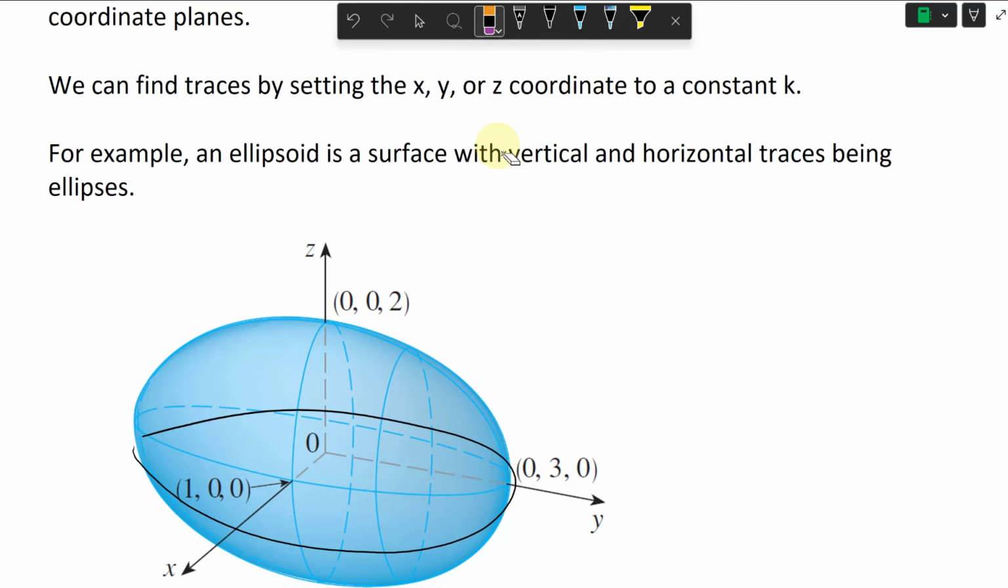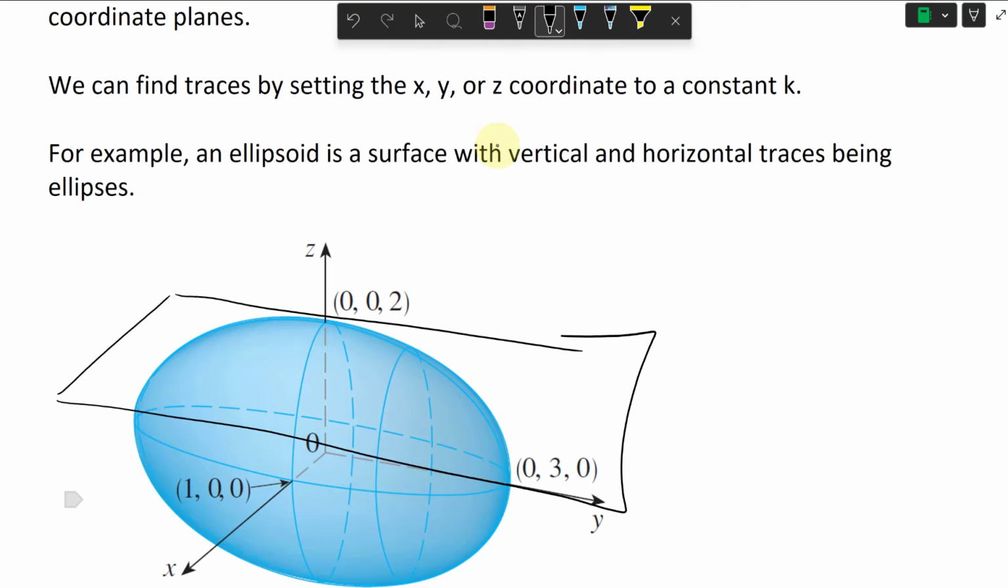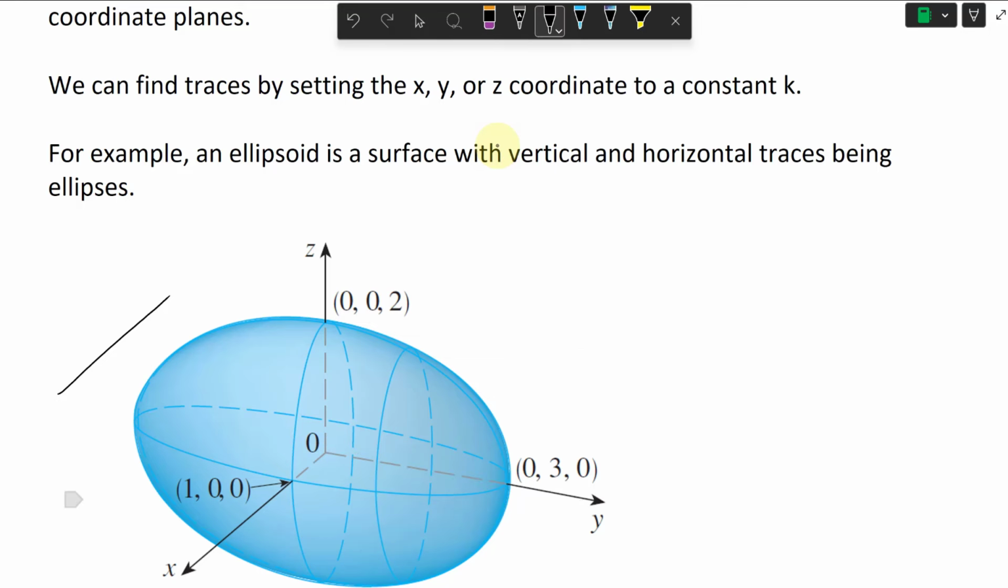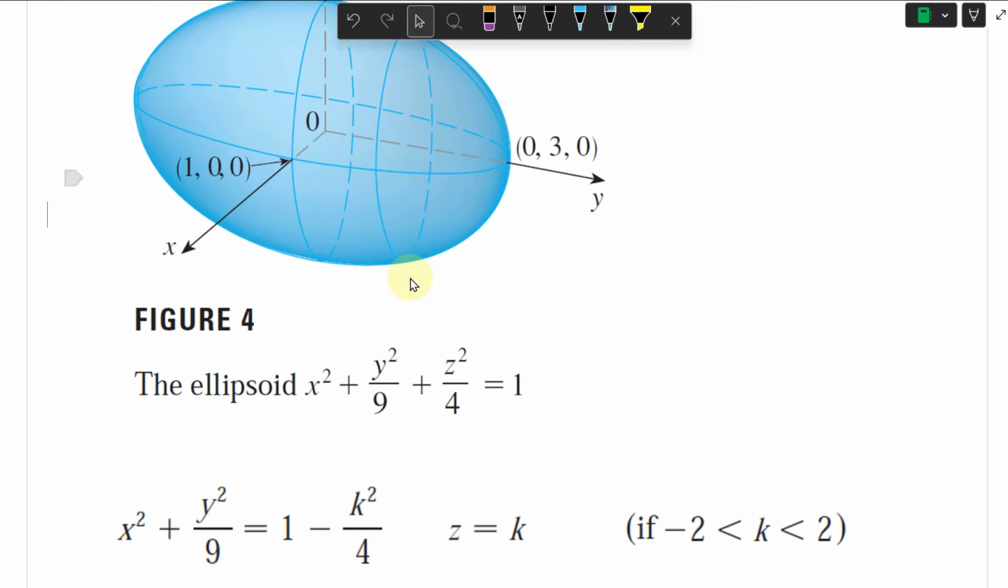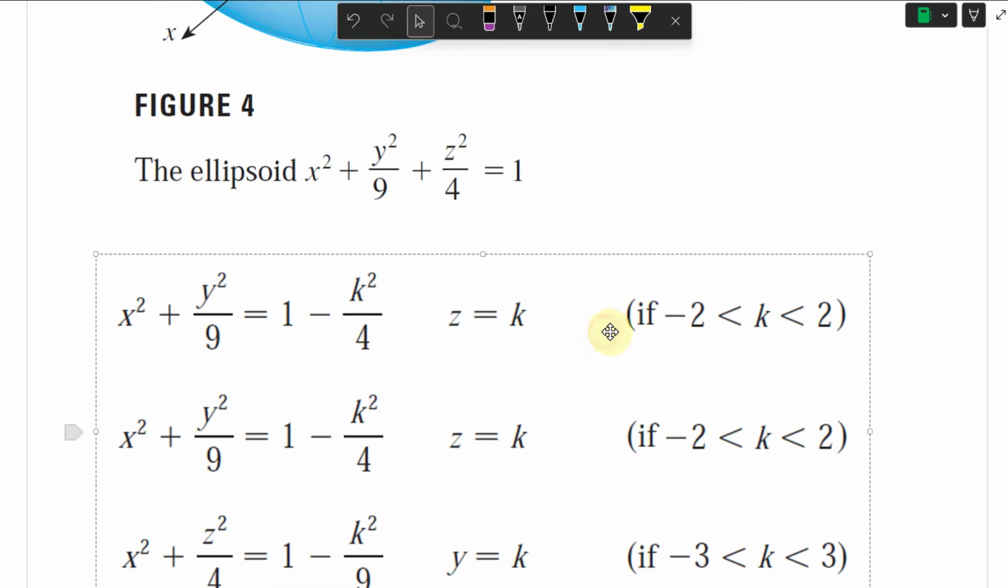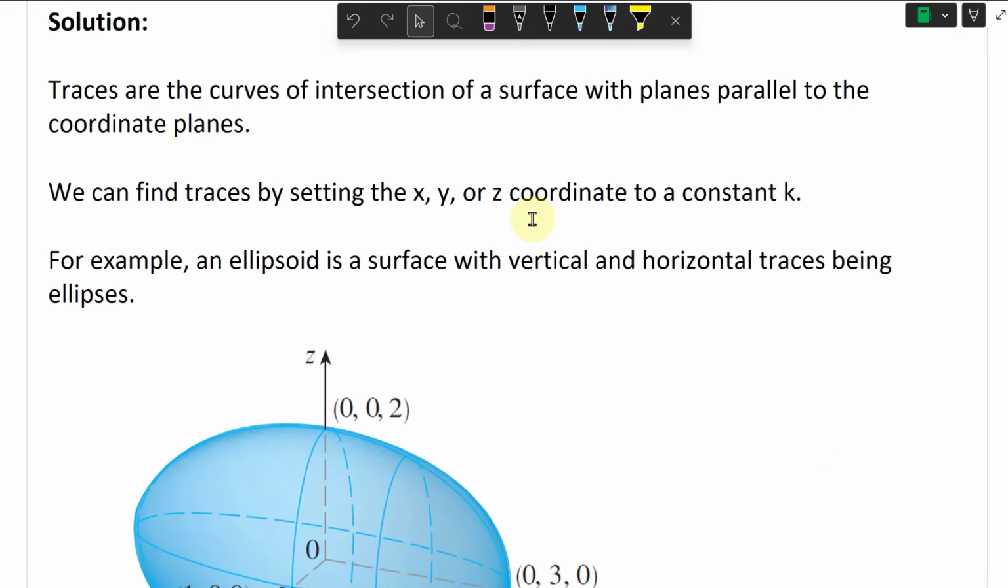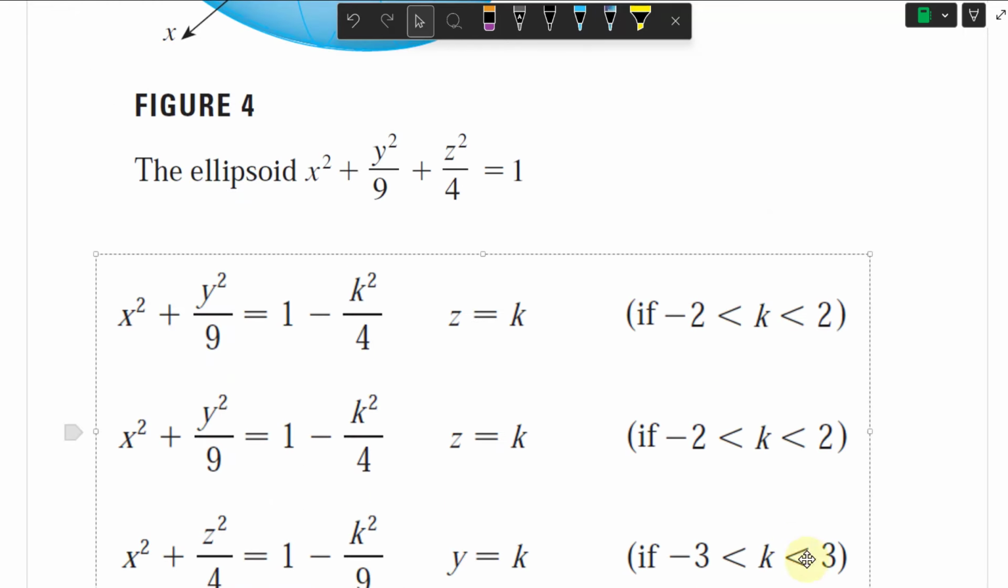So for all the traces, wherever you slice it, any plane you cut through that's parallel to the z, x, or y, you're going to get an ellipse. So that's why this shape is called an ellipsoid. Here's a formula for it, and you obtain it by setting the x, y, or z coordinate to a constant k, and then solving for that 2D trace.